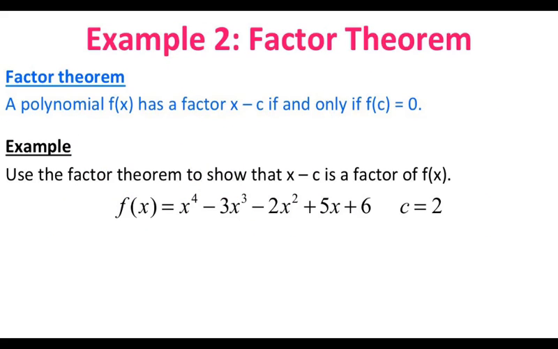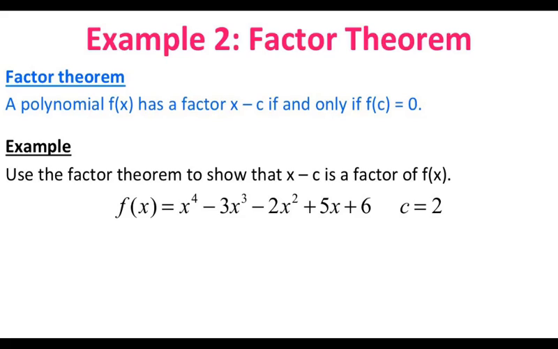So the factor theorem states that a polynomial f of x has a factor x minus c if and only if f of c equals 0. So that connects a couple of the pieces from the last slide together. So if it's a factor, then that means if I take that number and plug it in, it should equal 0. So it should be a solution to the equation f of x equals 0.